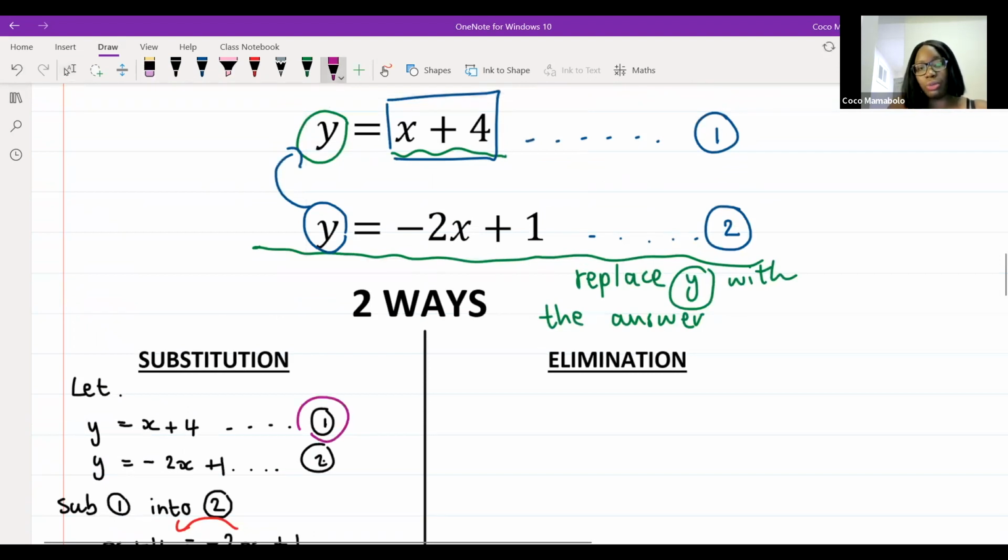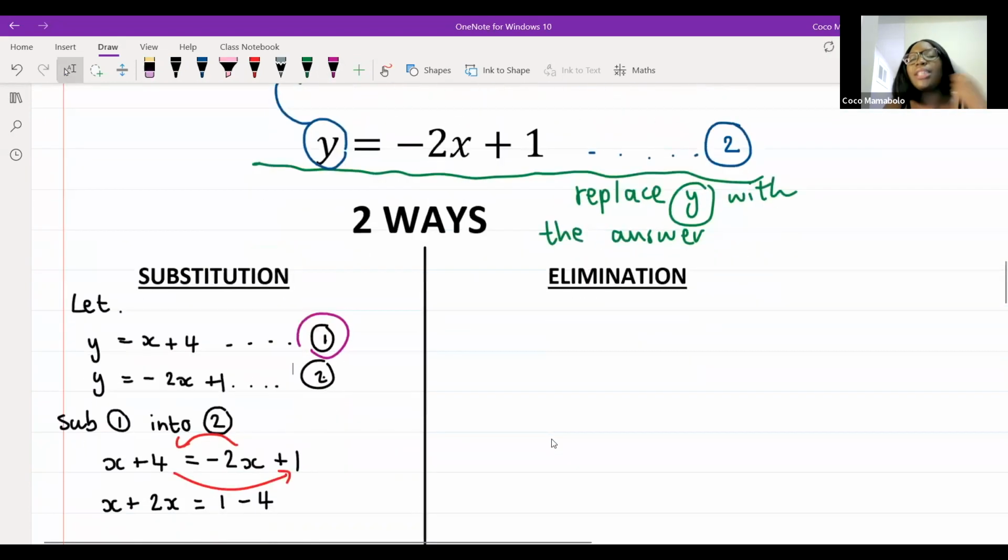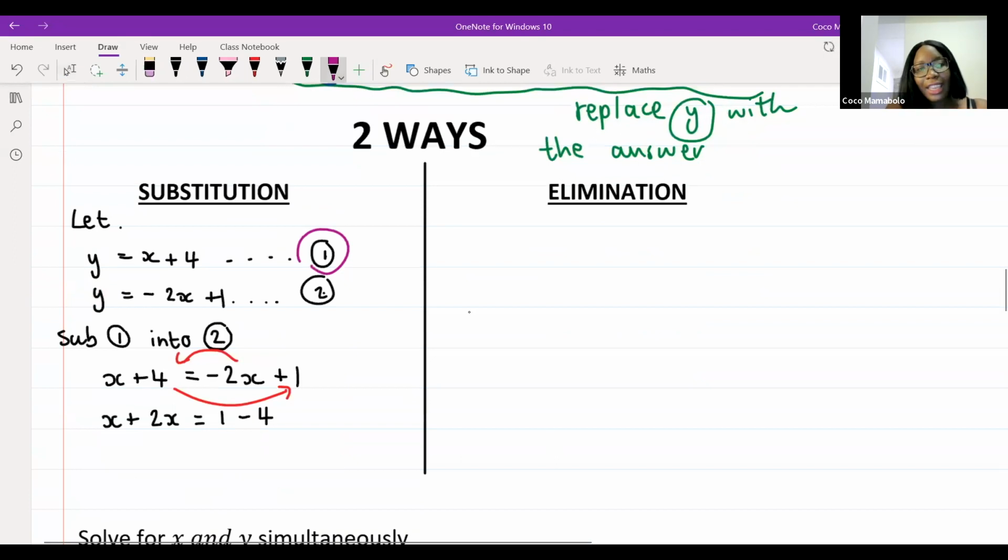Do you see that? I took the next one and I said y is equal to negative 2x plus 1 be equation 2. The reason why I'm doing that is so that I can write this step over here, the one where I use substitution: substitute 1 into 2.